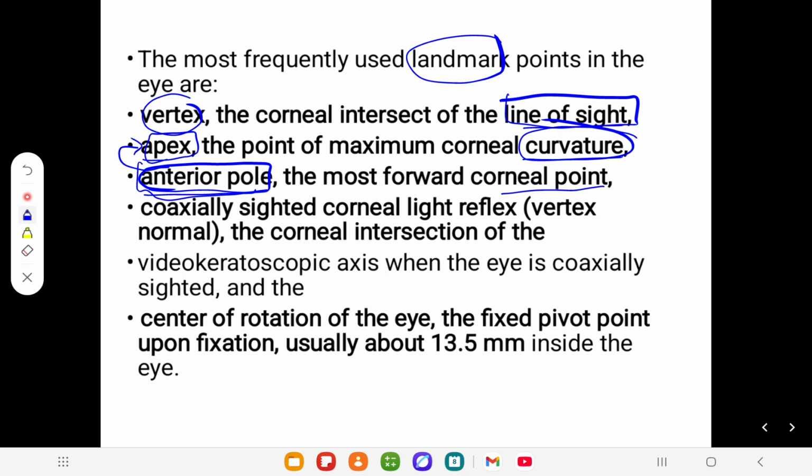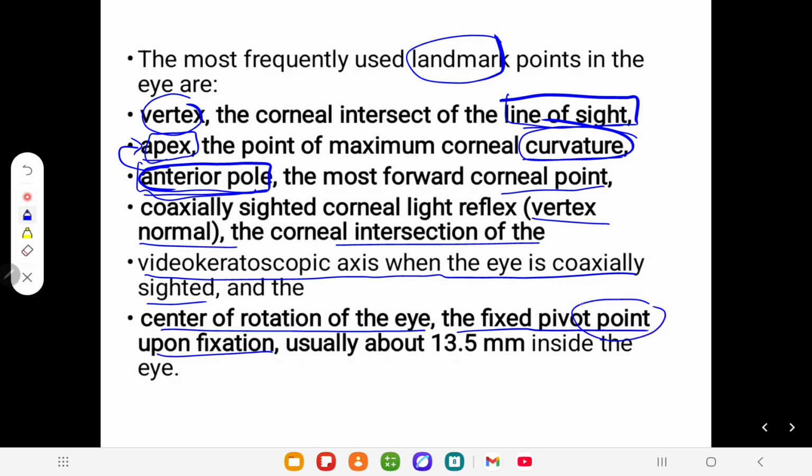Coaxially sighted corneal reflex, that is the vertex normal. That means the corneal intersection of the video keratoscope axis when the eye is coaxially sighted. The center of rotation of the eye is almost not fixed, but we call it a fixed pivotal point. Pivotal means the point around which it rotates. It is usually around 13.5 mm inside the eye from the cornea, so it is called the center of rotation. All these terms will come later.